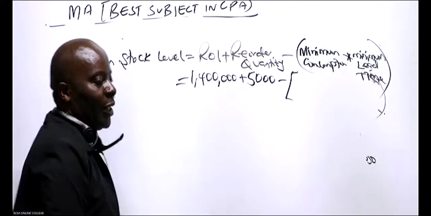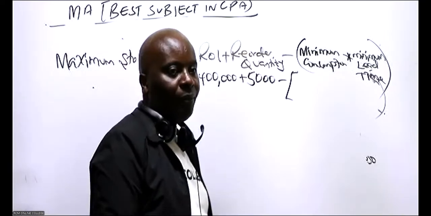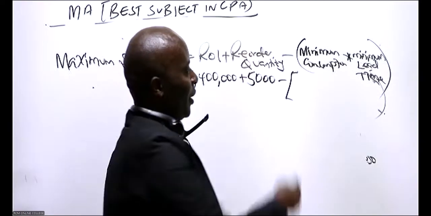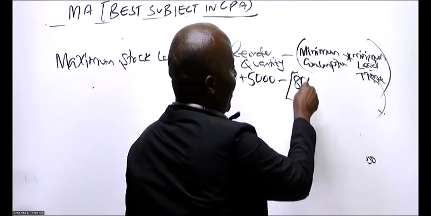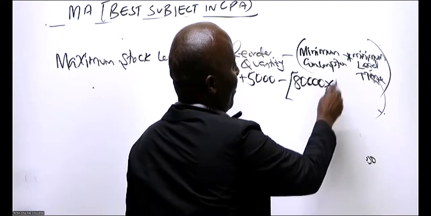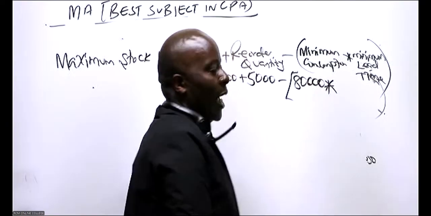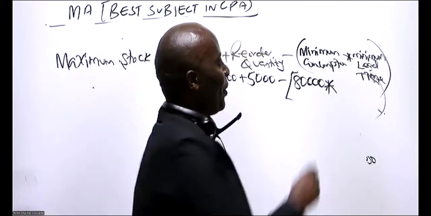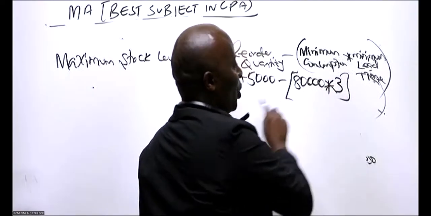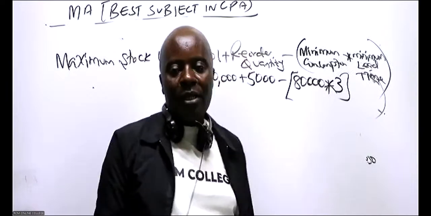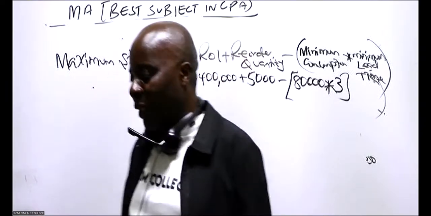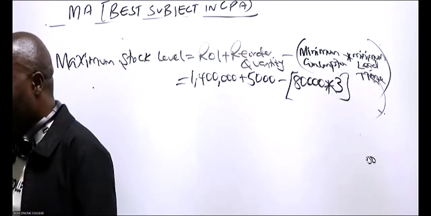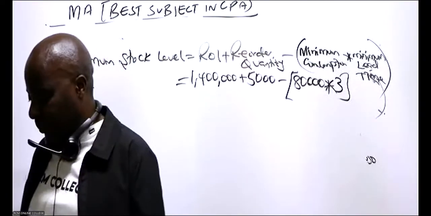Are you able to see the minimum consumption? 80,000. So minimum consumption we have 80,000 times minimum lead time. You see minimum, 3, eh? Minimum is 3 months. Thank you so much. So please go ahead and give me this difference, and then we roll to other things.